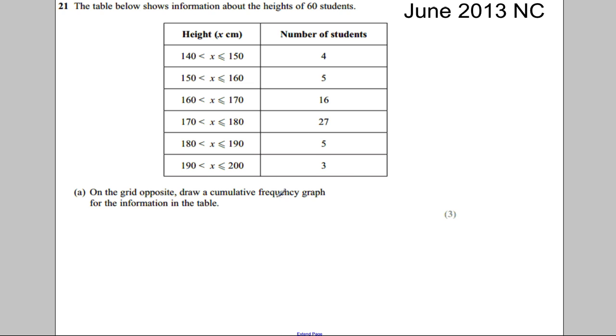We want to draw the cumulative frequency. This is our frequency. We have to have a cumulative frequency table. So they didn't give us the space to fill one in this time. They just assumed that we would have to do it. So we need to create our own third column for cumulative frequency.